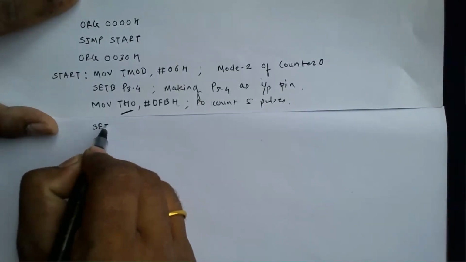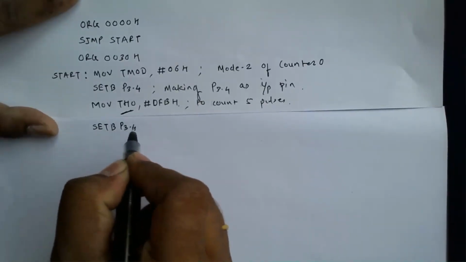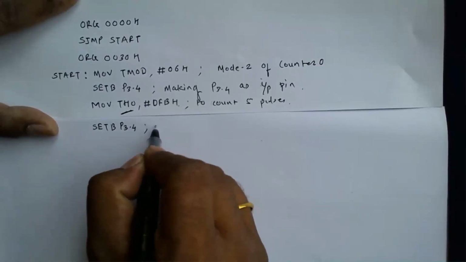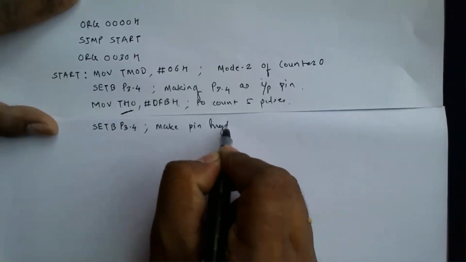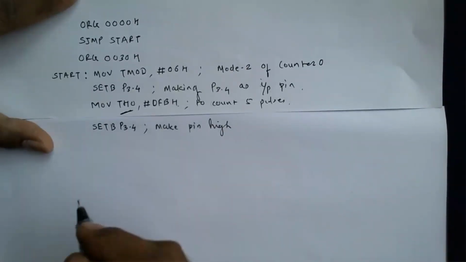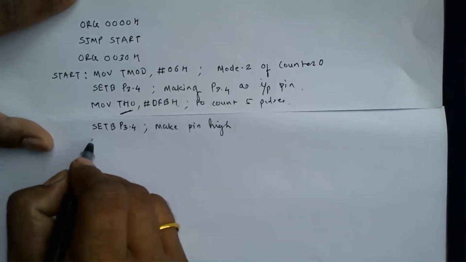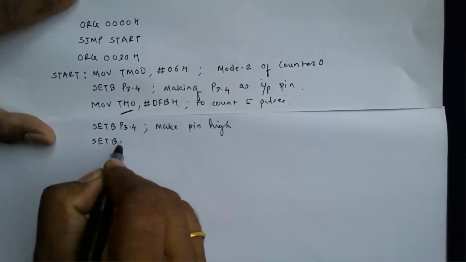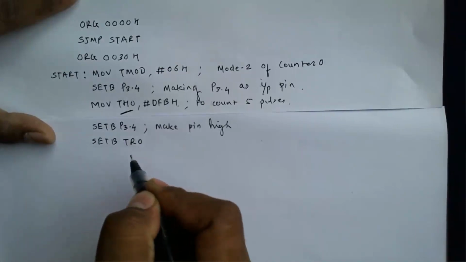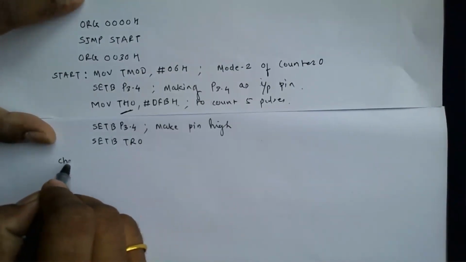Initially, let's set bit P3.4. Let's make the pin high. And after 5 pulses, we'll make it low, right? So we made it high, now we will start the counter. So how do we start the counter? We'll set bit TR0 here, right? And then there'll be a wait.